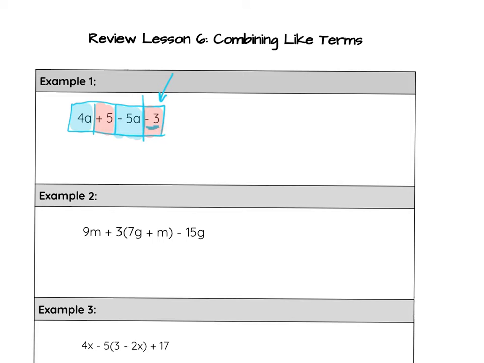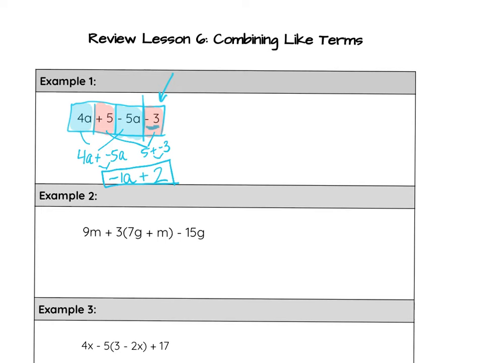So what you do from there is you combine the terms that are like. So we're going to combine 4a plus negative 5a. That gives us negative 1a. Then we're going to combine 5 and negative 3. That gives us 2. So because the 2 is positive, we would write plus 2. So our answer here is negative 1a plus 2.